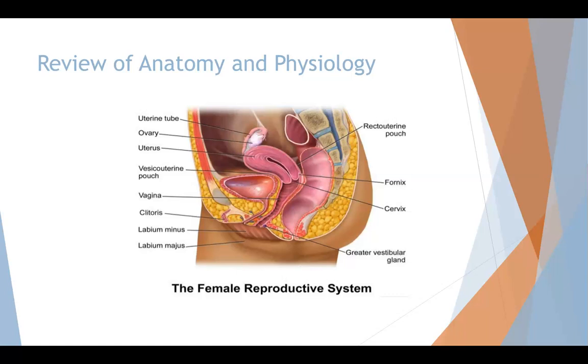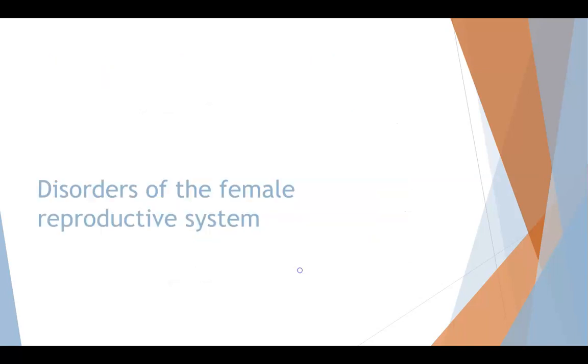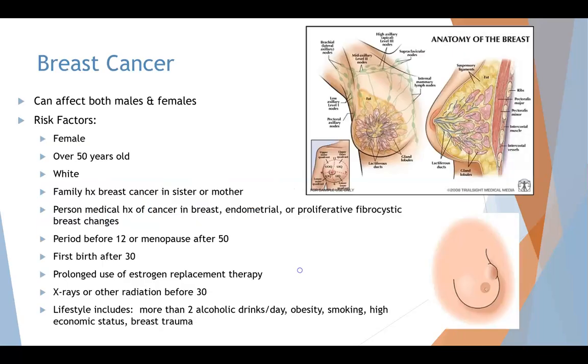So you can pause this video if you want to take time to review anatomy and physiology of the female reproductive system. This also includes breast tissue. You're going to need to know the different parts and functions of those as well. So we're going to start with disorders of the female reproductive system.